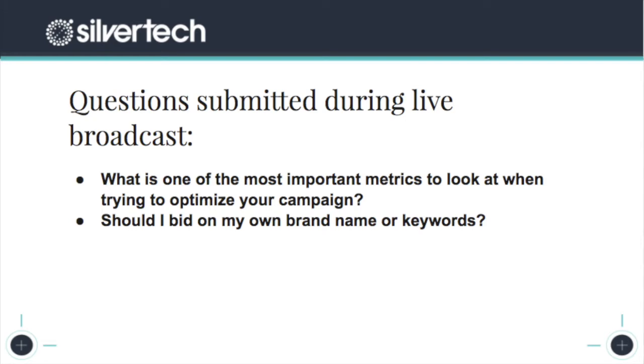Sean, here's one. What is one of the most important metrics to look at when trying to optimize your campaign? Yeah, so, obviously you want to look at all of the big metrics like clicks and click-through rate and budget, cost per conversion and everything like that. But one of the ones that I really like to look at is percentage of impressions lost due to budget.